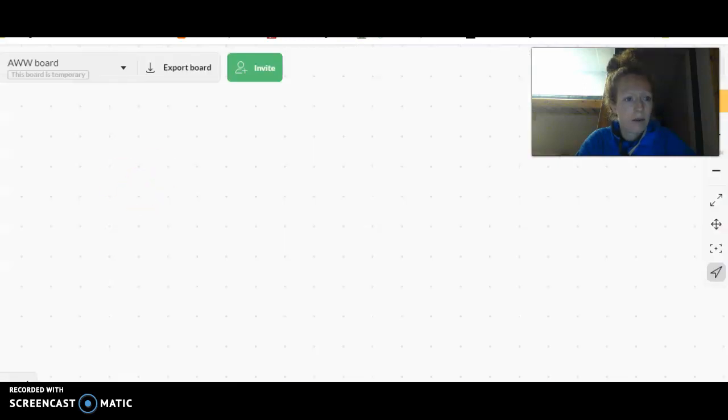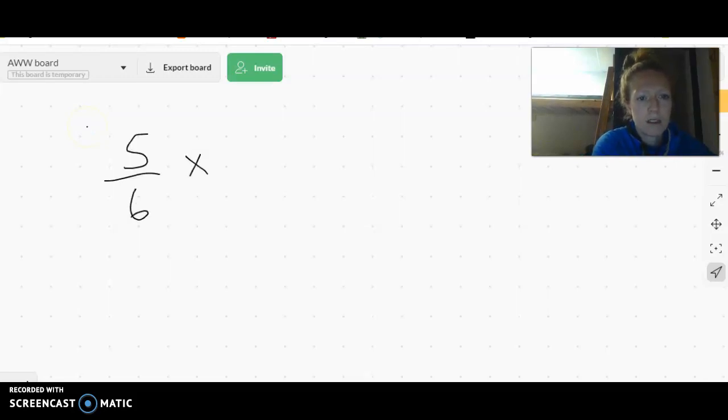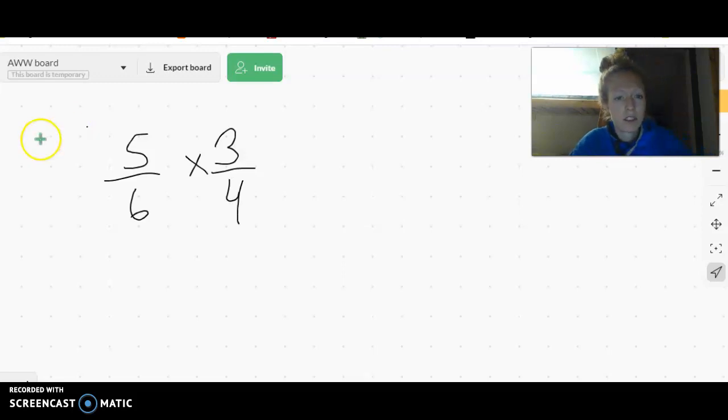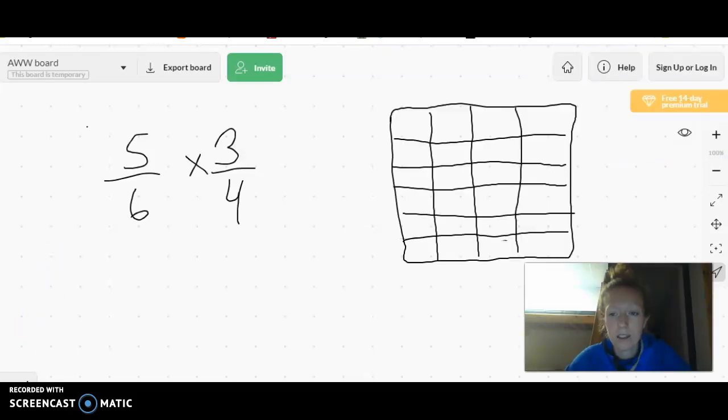All right, so 5/6 times 3/4. Let's go to our whiteboard. Here we go. 5/6 times 3/4. I'm just going to leave that over there in the corner while I quickly draw my grid, and I will show you how to do that in a second. All right, so that took me way too long to draw that grid. That's okay, here we are.